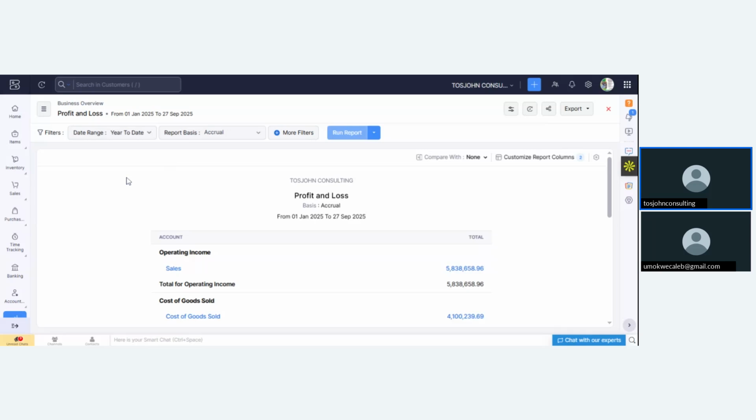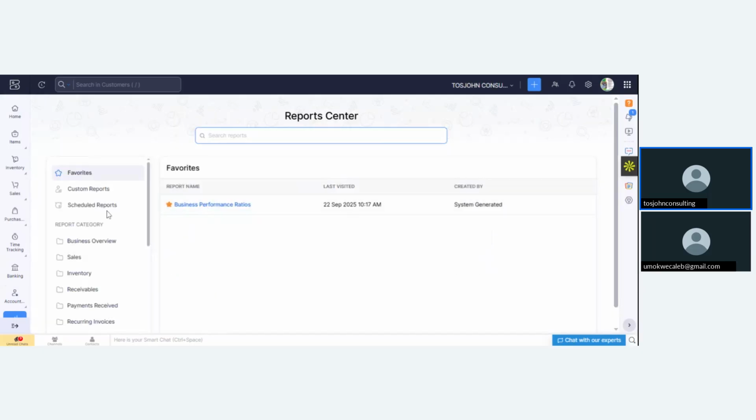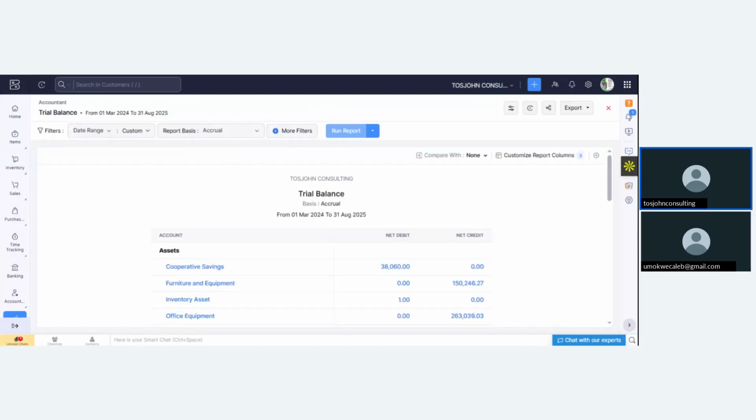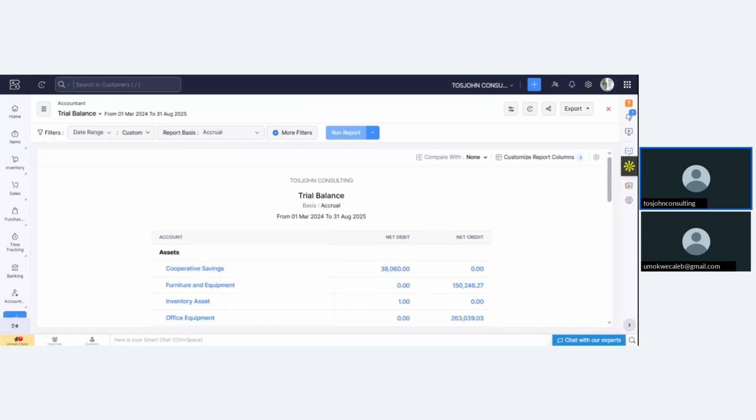So now let's go back to the report, still on the business overview. After this, let me show you the trial balance, because this trial balance is the balances of all the ledger accounts. This trial balance is what will be used to prepare your final account.